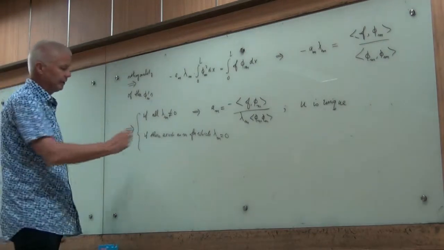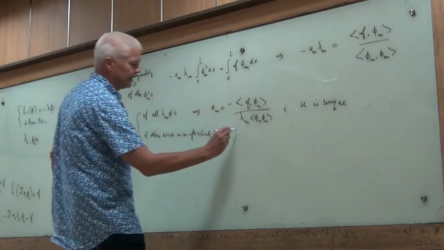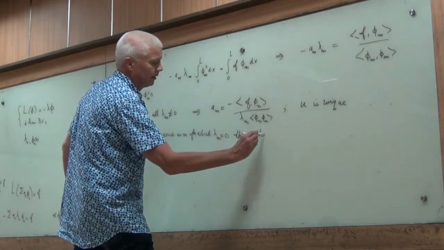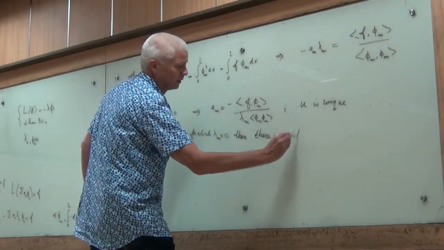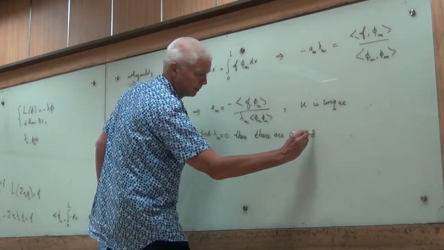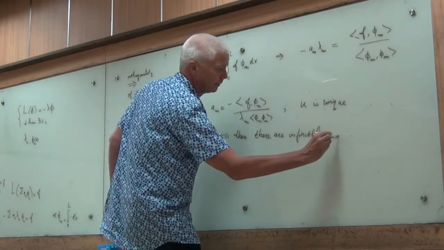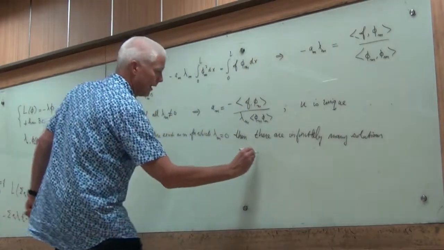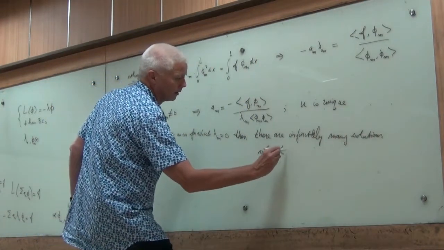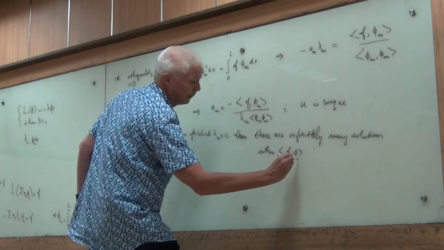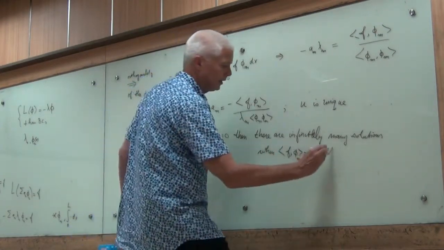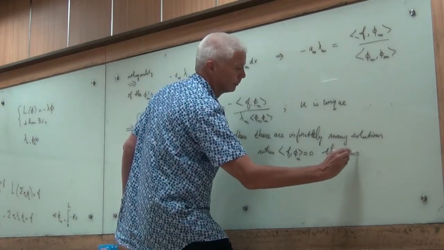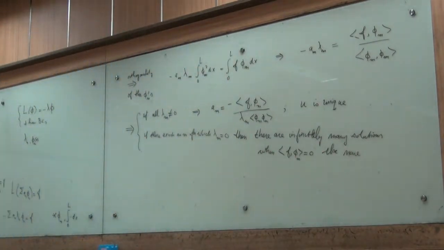So the second statement will be: if there exists an m for which that's 0, then there are infinitely many solutions when f phi m is 0, else none. And that's what we call the Fredholm alternative. And that Fredholm alternative is coming back over and over again.